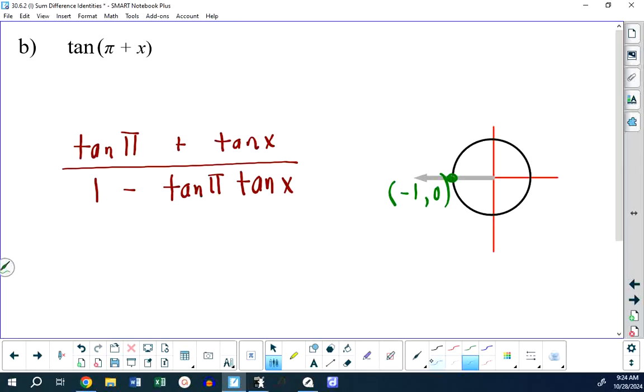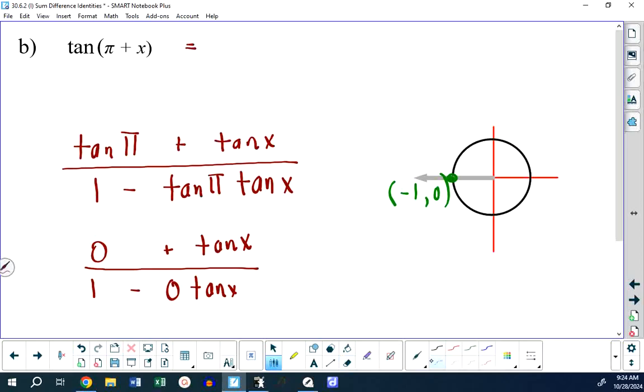Well, that means that this is equal to 0 plus tan of x over 1 minus 0 times tan of x. Who knew that this is equal to tan of x? Well, you do now, but only because of this identity. The bottom of this expression has 1 minus 0 tan x. 0 tan x is nothing, you don't need to write it. So we're left with tan x on the top and 1 on the bottom, which is tan x. Any questions with that example?